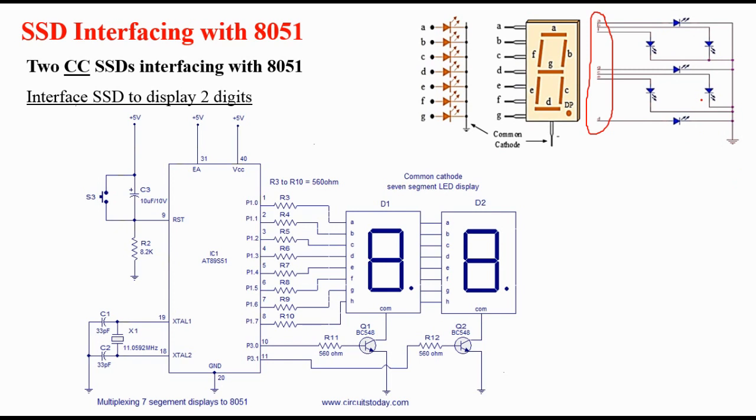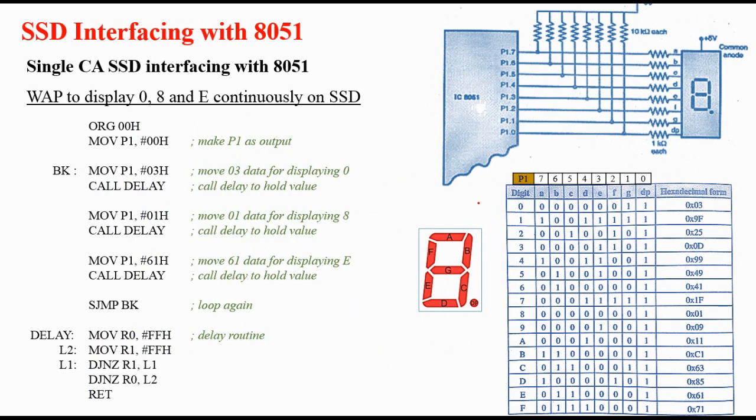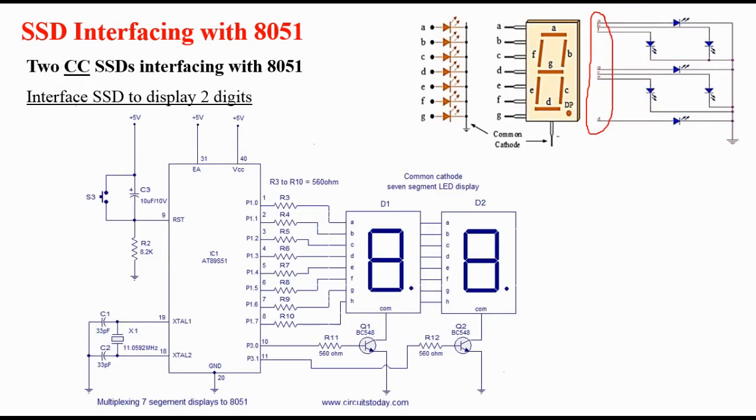Now you should remember one thing, that we have drawn the table over here in the previous slide. This table is applicable only for the common anode configuration, and not for the common cathode configuration. This table will get changed for it. So here, to display the digits on those 7 segment displays, we can't use the codes in the previous table. We have to generate the codes on our own and send that code over the port.